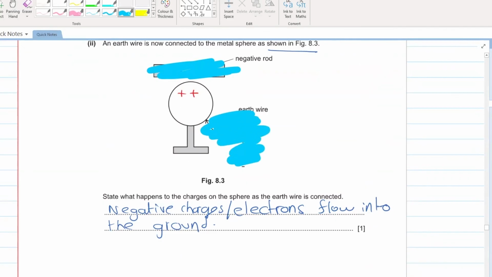You will only have like charges left in the sphere. And like charges repel and spread out. Like charges repel and they will spread out uniformly over the surface of the sphere. You can write this out.